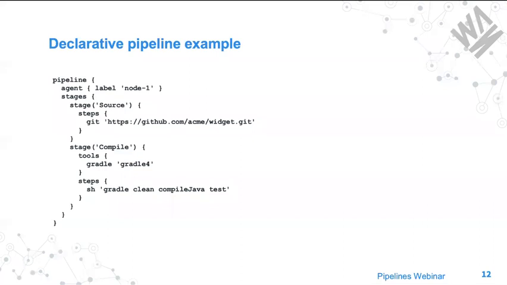Here's an example of a declarative pipeline. What this pipeline does is it says, I'm going to execute a bunch of code on this agent, node 1, a server that's called node 1. And I'm going to do 2 stages, and the first one is called source, and it's going to check out from a Git repository. And then in the second stage, compile, I'm going to make use of the Gradle tool, and I'm going to run a shell script that executes Gradle to build that application that I just checked out.